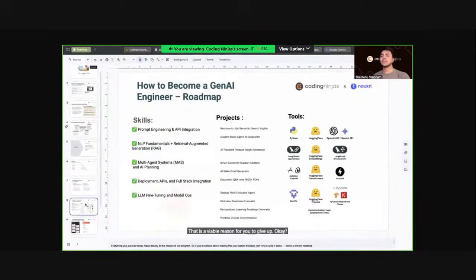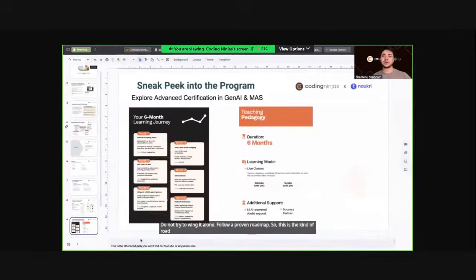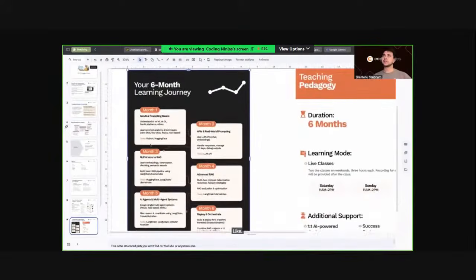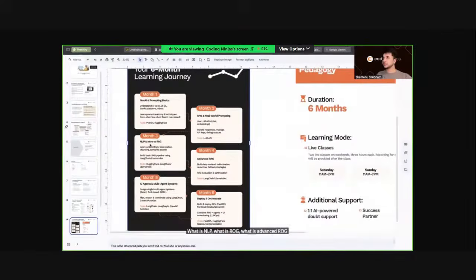Everything you just saw today maps directly into the modules in our program. If you're really serious about making this your career direction, do not try to wing it alone. Follow a proven roadmap. This is the kind of roadmap that I have for all of you inside the course. You can study the differences between AI versus ML and deep learning, Gen AI platforms, ethics, and you can also learn how to use an LLM API, what is NLP, what is RAG, what is advanced RAG, multi-agent systems, deployment, and orchestration.